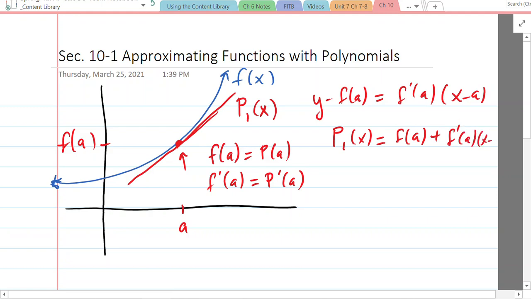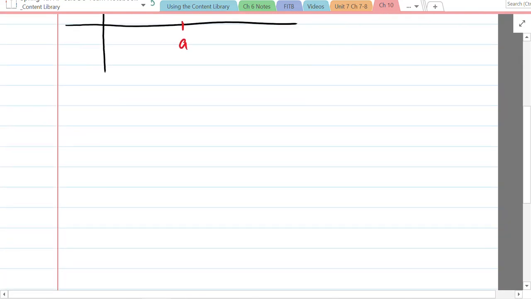And actually, I'm just going to slide this over so that I have a little more room here. There we go. All right. Well, that's a first order approximation. We're going to do higher order approximations.